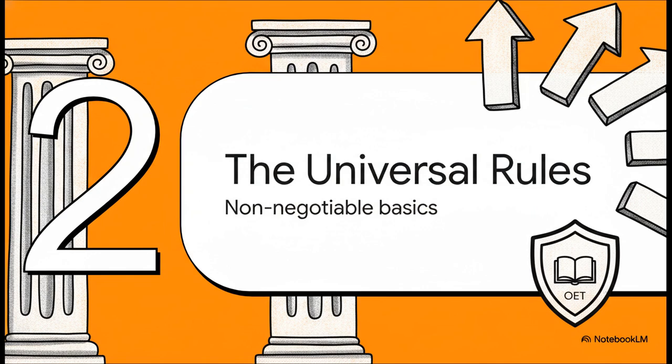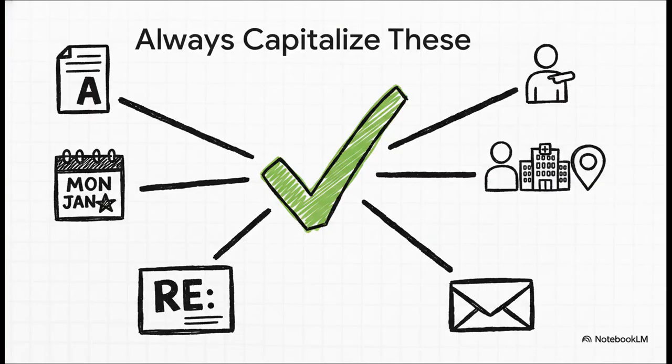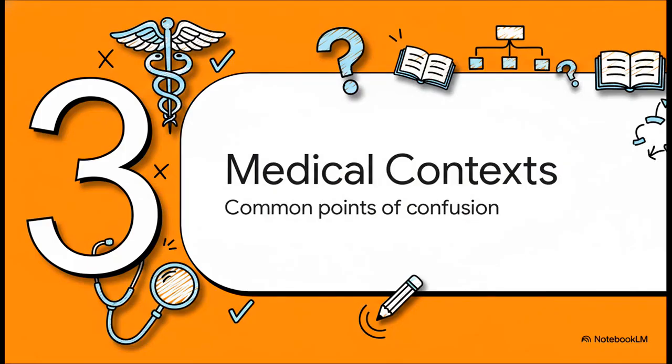All right, let's dive into the universal rules. These are the non-negotiables, the absolute basics you've got to know for any kind of English writing, especially the OET. Okay, let's run through these quickly. You always capitalize the first word of a sentence. The pronoun I, always a capital. Proper nouns, so think people's names, names of hospitals, specific places. Easy enough. Days, months, and holidays like Tuesday or March. In your letter, the abbreviation RE in the subject line. And, of course, the first word of your greeting and closing, like dear and yours. These should be automatic.